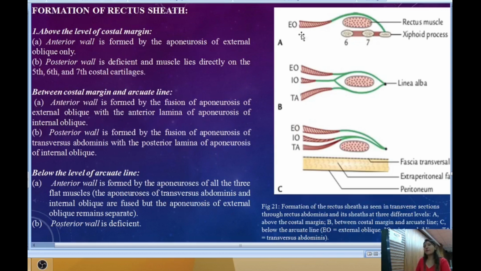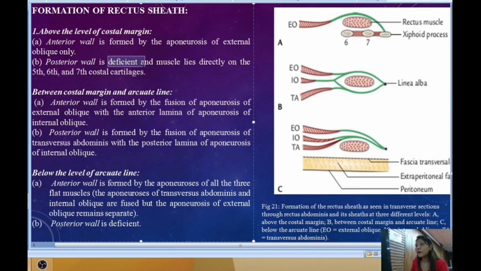So this topic, formation of rectus sheath, you have to draw this diagram. Okay, you have to draw this diagram and you have to tell how it is formed. So there are three parts, first, second, third, and every part has a different formation. So kindly try to understand with me. Above the level of the costal margin, I told you the anterior wall is complete, the posterior wall will be deficient above and below. It is present only in the middle. So above the level of the costal margin, the posterior wall is deficient.